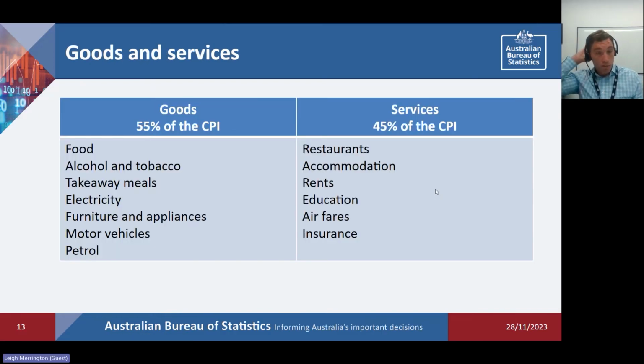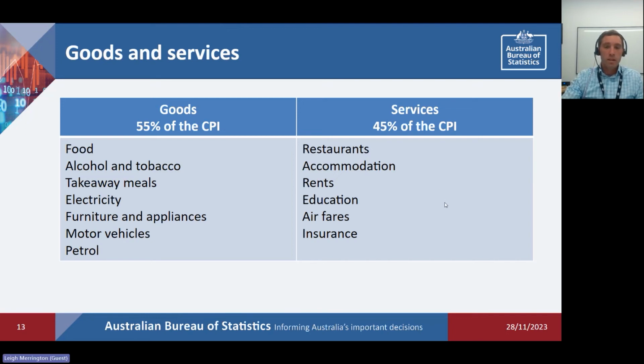Okay, so just in terms of splitting the CPI 87 categories into 2 separate categories, one of the ways we do this is through goods and services. Fairly obvious the things we categorise as goods: food, alcohol and tobacco, motor vehicles, petrol, we all classify as a good, and that represents a bit over half the CPI, so 55% of the CPI. Services, on the other hand, are things like restaurant meals, rents, education. Again, fairly obvious, and that represents about 45% of the CPI basket.